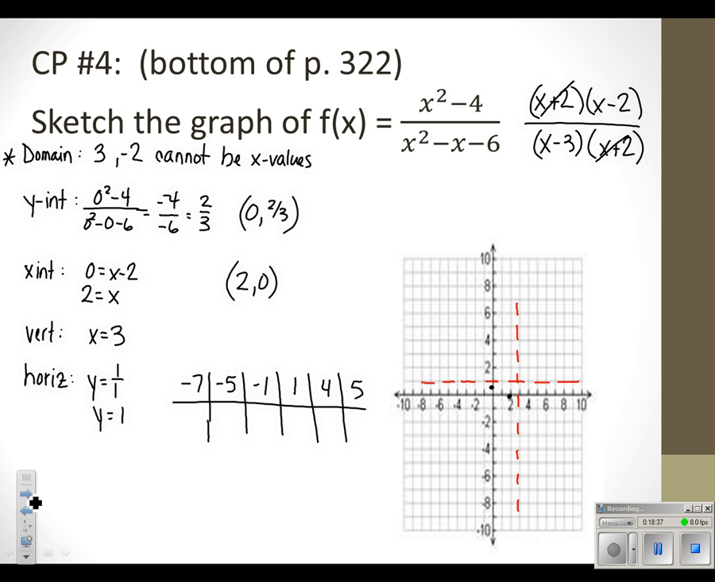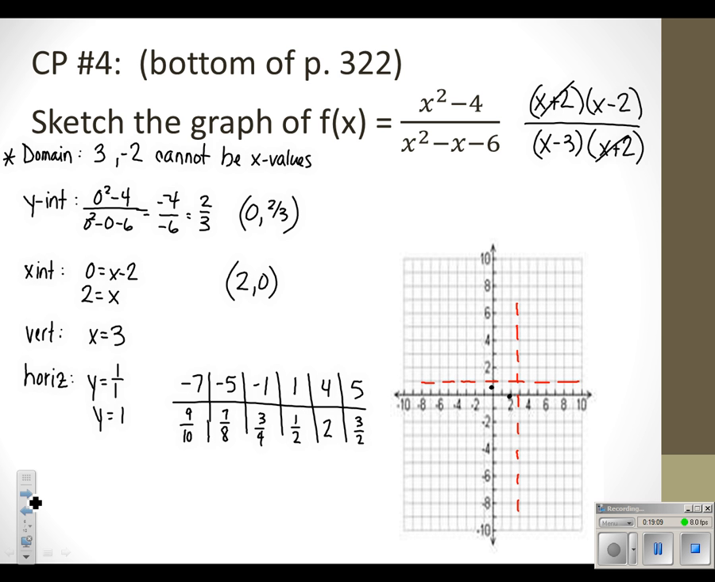Plugging in -7 and solving it through, you're going to end up with 9/10. Putting -5 in, 7/8. Putting -1 in, 3/4. Yes, I know you're getting a lot of fractions. You'll be fine. Putting a 1 in, we get 1/2. Putting 4 in, 2. And putting 5 in, 3/2. Let's plot those points. Now, there's not a whole lot of difference between 9/10, 7/8, 3/4, and 1/2, but notice they are going down a little bit.